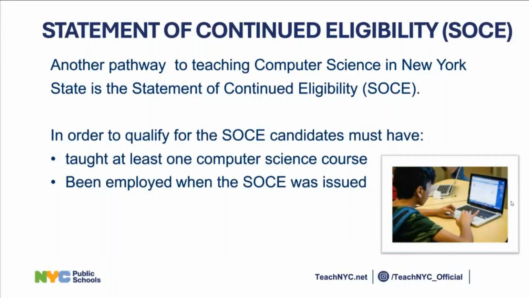While we mentioned there are two pathways towards obtaining certification to become a computer science teacher, there is a third pathway known as the Statement of Continued Eligibility or the SOCI. In order to qualify for a SOCI, candidates must have taught at least one computer science course, and been employed when the SOCI was issued. The application for the SOCI is currently closed, but we wanted to give you context that this is also an additional pathway.